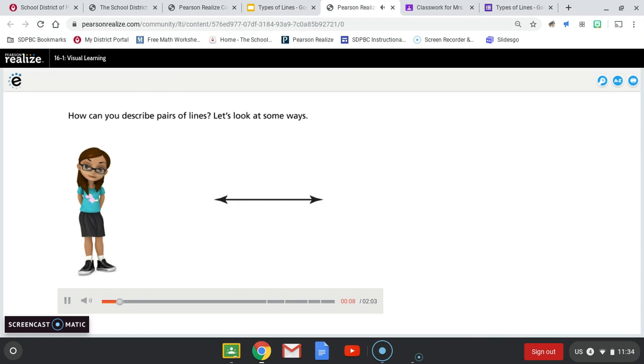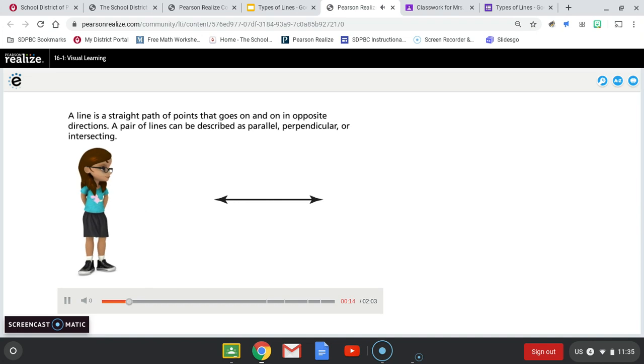How can you describe pairs of lines? Let's look at some ways. A line is a straight path of points that goes on and on in opposite directions. The arrows mean that the line goes on and on. A pair of lines can be described as parallel, perpendicular, or intersecting.